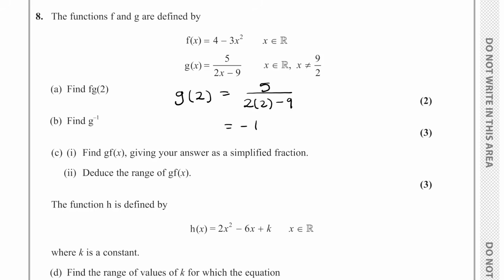So f of negative 1 is 4 minus 3 times negative 1 squared. Negative 1 squared is 1, so it's 4 minus 3. The answer is 1.